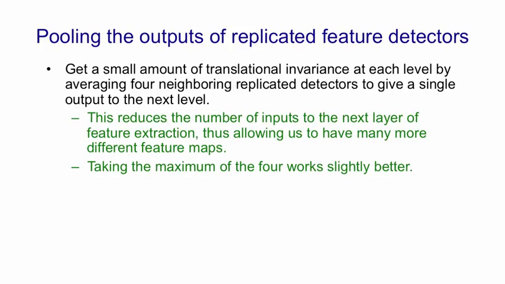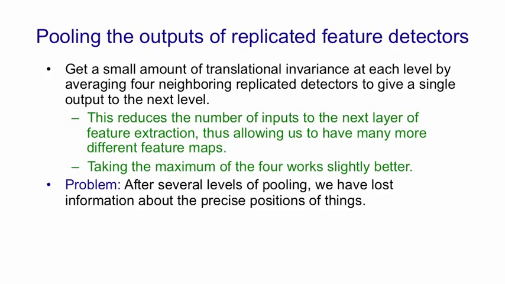It actually works slightly better to take the maximum of 4 neighbouring feature detectors rather than an average. But there is a problem, and the problem is that after several levels of doing this kind of pooling, we've lost precise information about where things are. That's okay if we just want to recognise that there's a face.